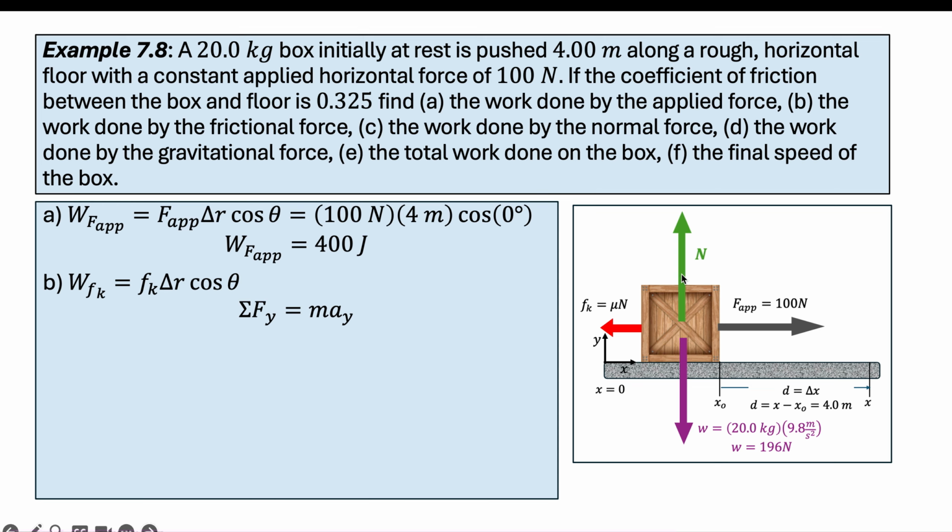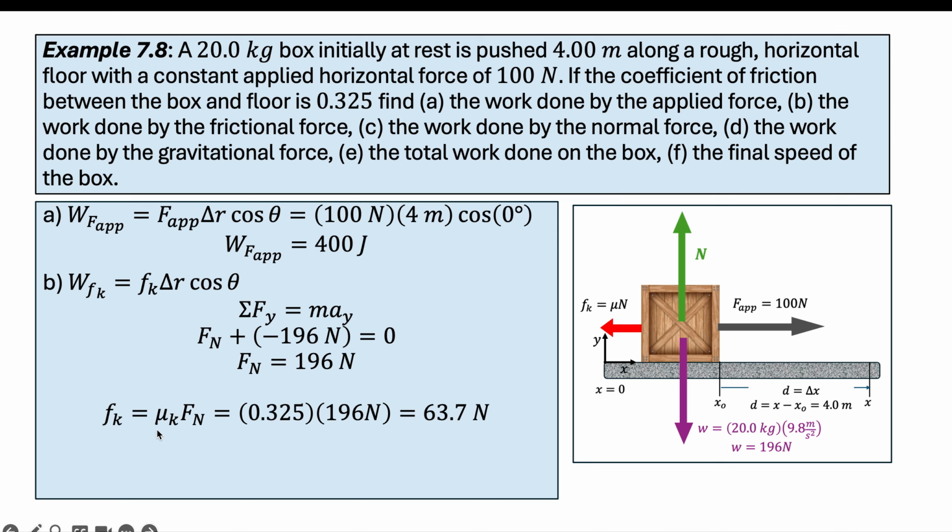So if I look at my picture, I have a normal force acting up, I have the weight of the block acting down, and the weight is just mass times gravity, 196 newtons. And so the normal force plus the weight acting down, which would be negative, has to add up to 0. So the normal force in this case is 196 newtons. So now that I know what the normal force is, I can calculate the frictional force, which is just the coefficient of friction times the normal force. Coefficient of friction is 0.325 times 196, which is 63.7 newtons.